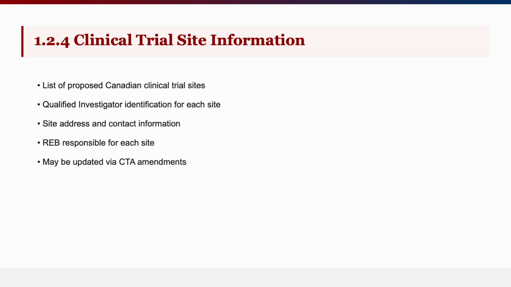Site information can be updated through CTA amendments as your trial progresses. If you add new sites or change qualified investigators, you'll submit an amendment to update this information. The initial CTA doesn't need to include every site that might eventually participate.